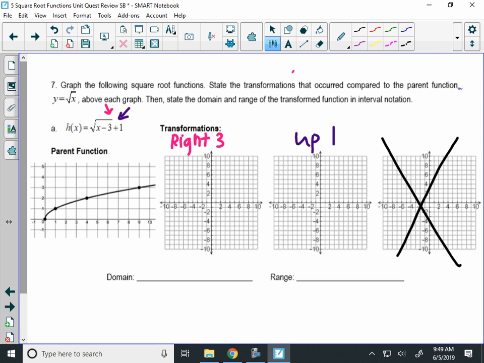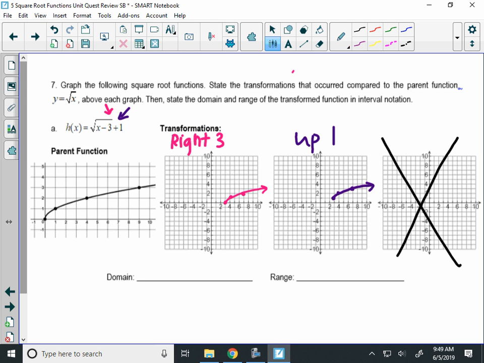means I'm going to take this point at 0 and just move it to 3. And each of these points, I can just keep following the pattern. I'm going to move them all right 3. Those are the only ones that are going to fit on my graph. So that's where I start. Then I take each of those points and move them up 1. There we go. There would be my picture.